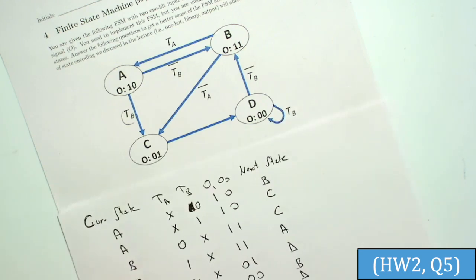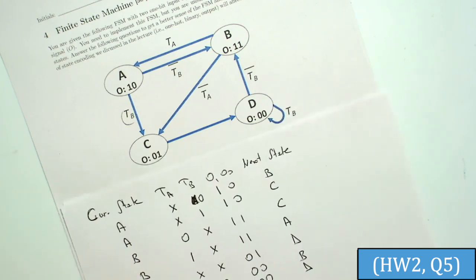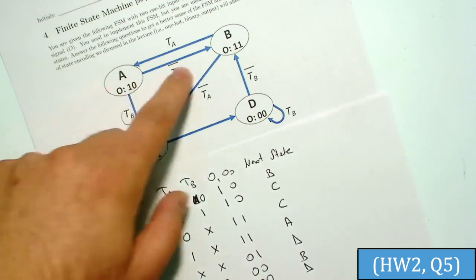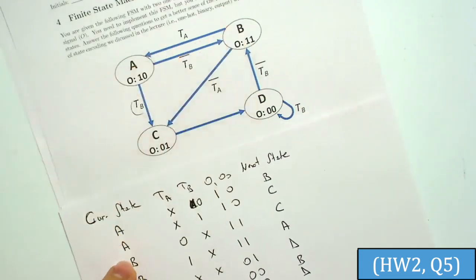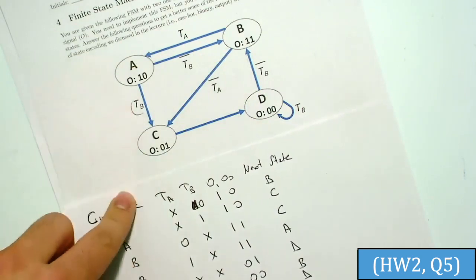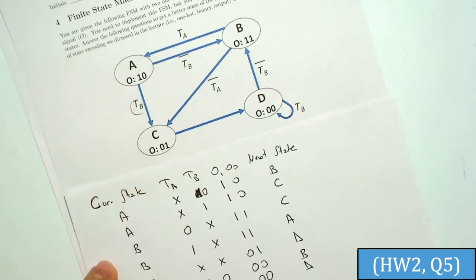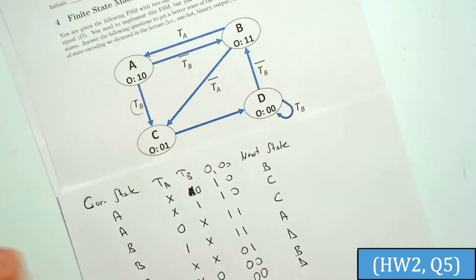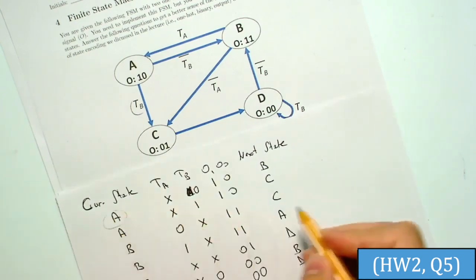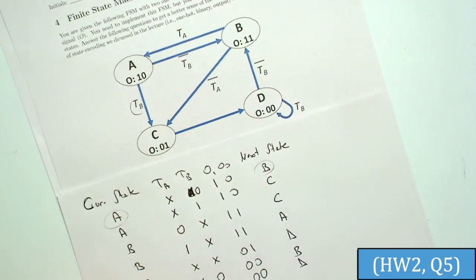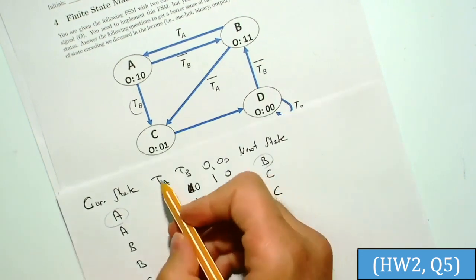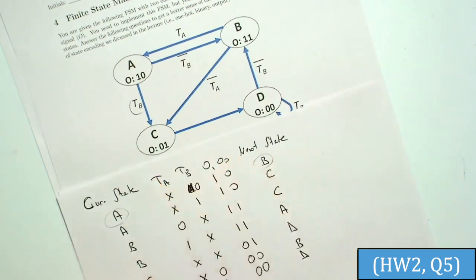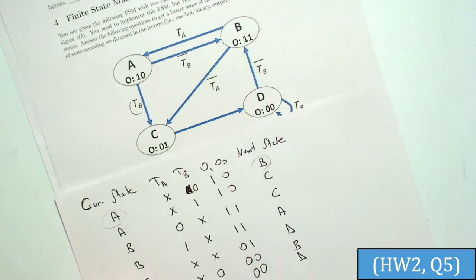So let me see if everything looks good here. TB 0 will go to B, and TB 1 will go to C, right? Okay, so this truth table is a kind of higher level truth table, because I don't have the bits for the current state and the next state, but I have the explicit bits for the output and the input bits.